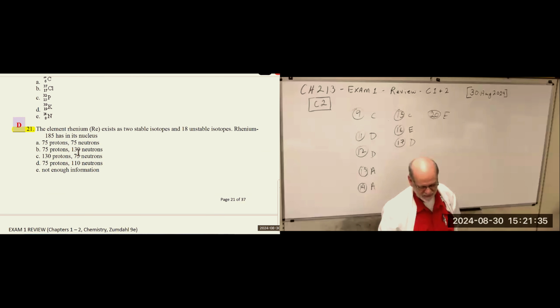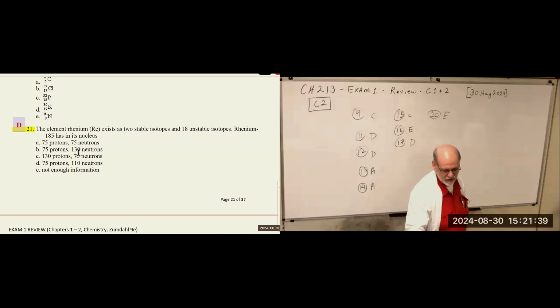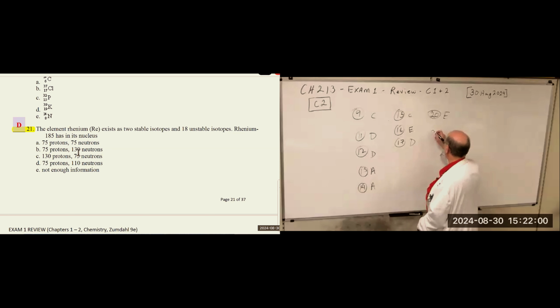21, the element rhenium exists as 2 stable isotopes and 18 unstable isotopes. Rhenium-185 has what in its nucleus? Who cares if it has 2 stable isotopes and 18 unstable? The question is asking for how many protons and how many neutrons. So if you have rhenium-185, let's see, is this 21? Yeah.